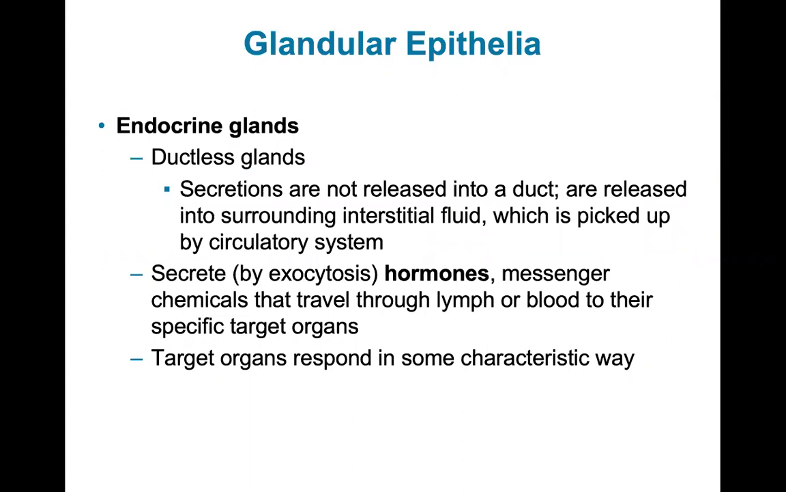So endocrine glands are ductless glands. The secretions are not released into a duct. They are released into the surrounding interstitial fluid, which is picked up by the circulatory system. They secrete hormones by exocytosis. Exocytosis is a mechanism of removing things from a cell by a vesicle. These messenger chemicals will then travel through the lymph or the blood to their specific target organs. And when we get to the endocrine system, we'll talk about what defines a target organ. It's going to be an organ that actually has a receptor for that particular type of hormone.